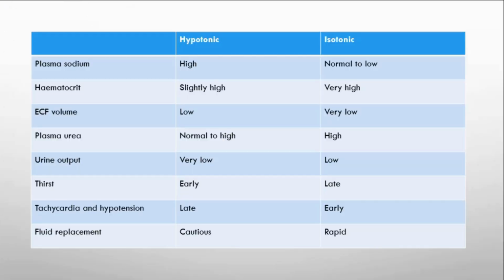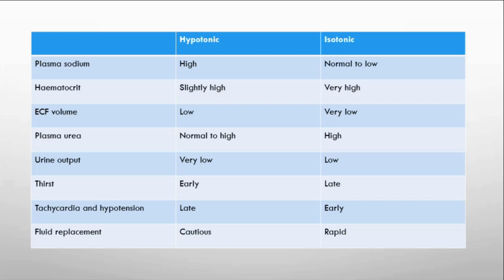So this is just comparing the two types, hypotonic and isotonic. So like you can see, the plasma sodium is high in hypotonic dehydration and normal or low in isotonic. The hematocrit is high in hypotonic and very high in isotonic because you've got that profound fluid loss from your ECF. And then in hypotonic, your ECF volume is low, and very low in isotonic. Then your urea is high, but much higher in the isotonic. Your urine output is low.